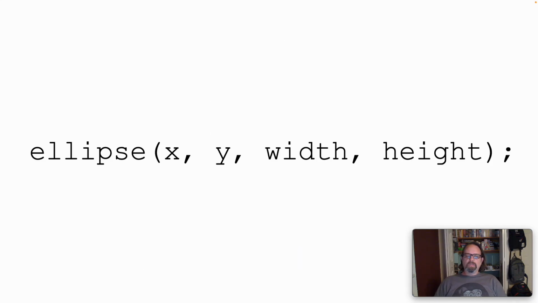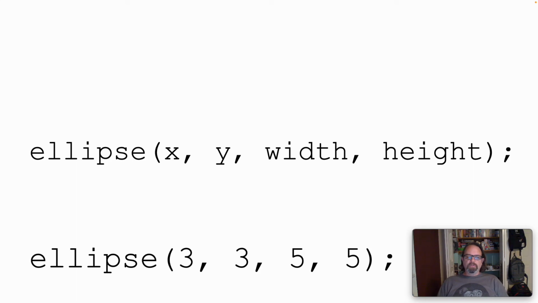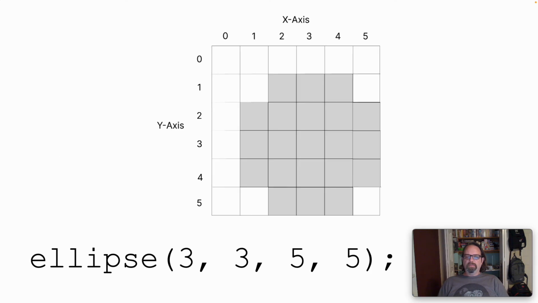The next one we will use is ellipse. This also has an x and a y, and a width and a height. Again, let's look at an example. This ellipse is 3, 3, 5, 5. So 3 is the x, 3 is the y, and the width is 5 and the height is 5. So this is what it would draw.